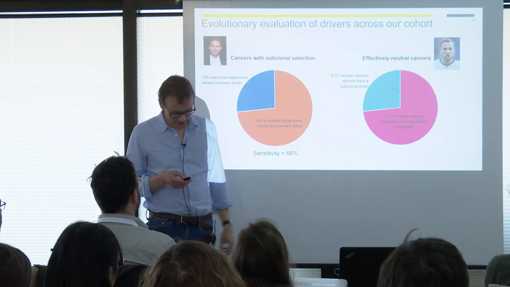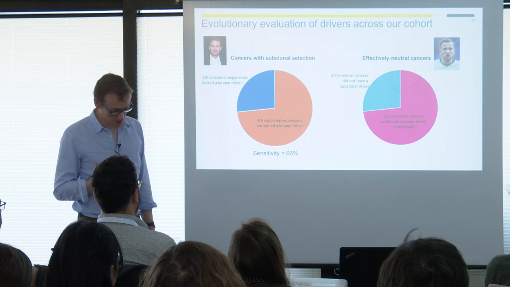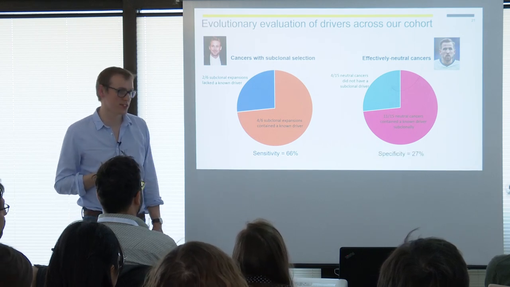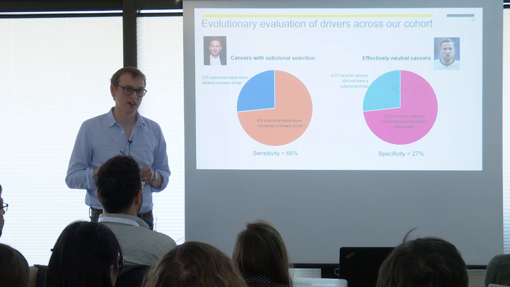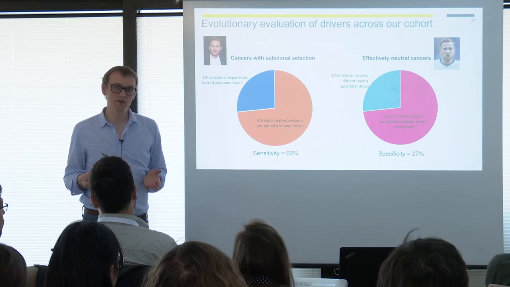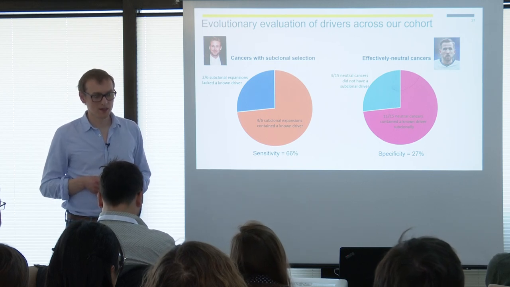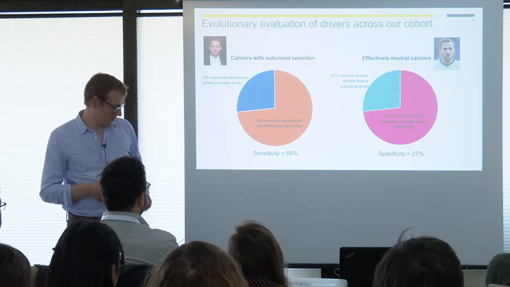In 11 of the 15 cases, there is a predicted driver alteration where the inference calls those cancers neutral. So you can think of that as the specificity of the driver list being only about a third. This problem of calling drivers on average, and there not really being drivers in individual cases, looks to be a big problem, at least given the resolution of the data.